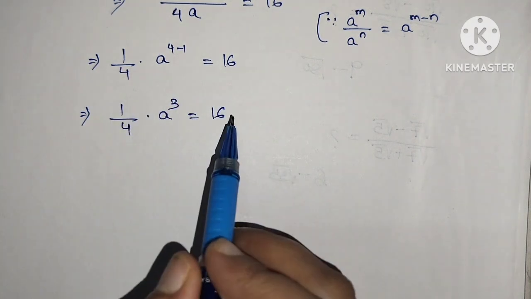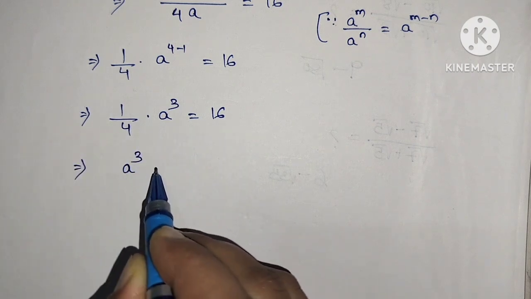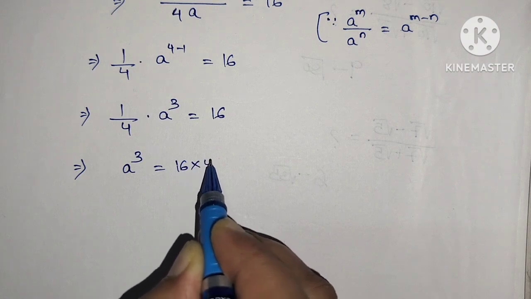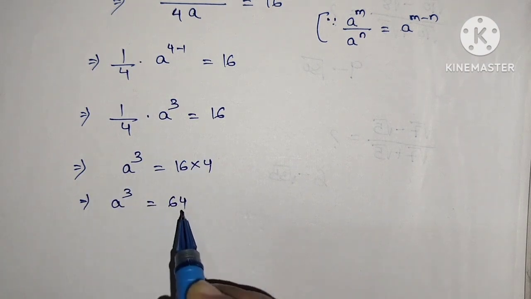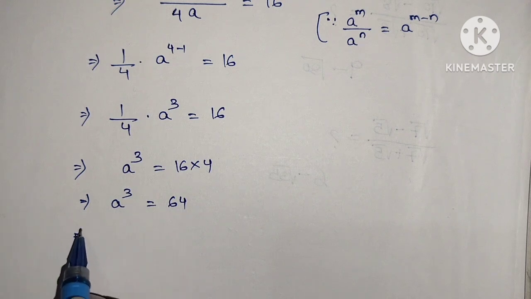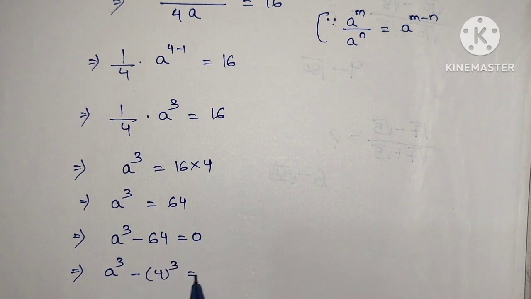Then 1 by 4 is multiplied here. Then A cube is equal to 16 into 4. Then A cube is equal to what? 64. A cube minus 64 is equal to 0. Then here A cube minus 4 cube is equal to 0.